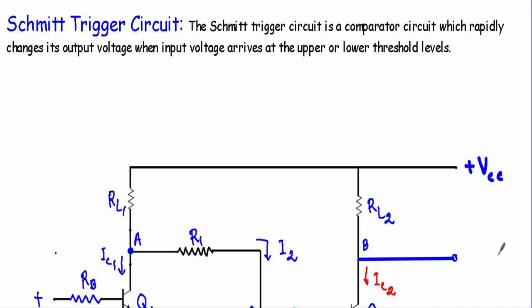In this video, I will discuss the operation of a Schmitt trigger circuit. After discussing the theory, I will show you a Multisim simulation of the Schmitt trigger circuit to verify my circuit analysis. So what is a Schmitt trigger circuit?